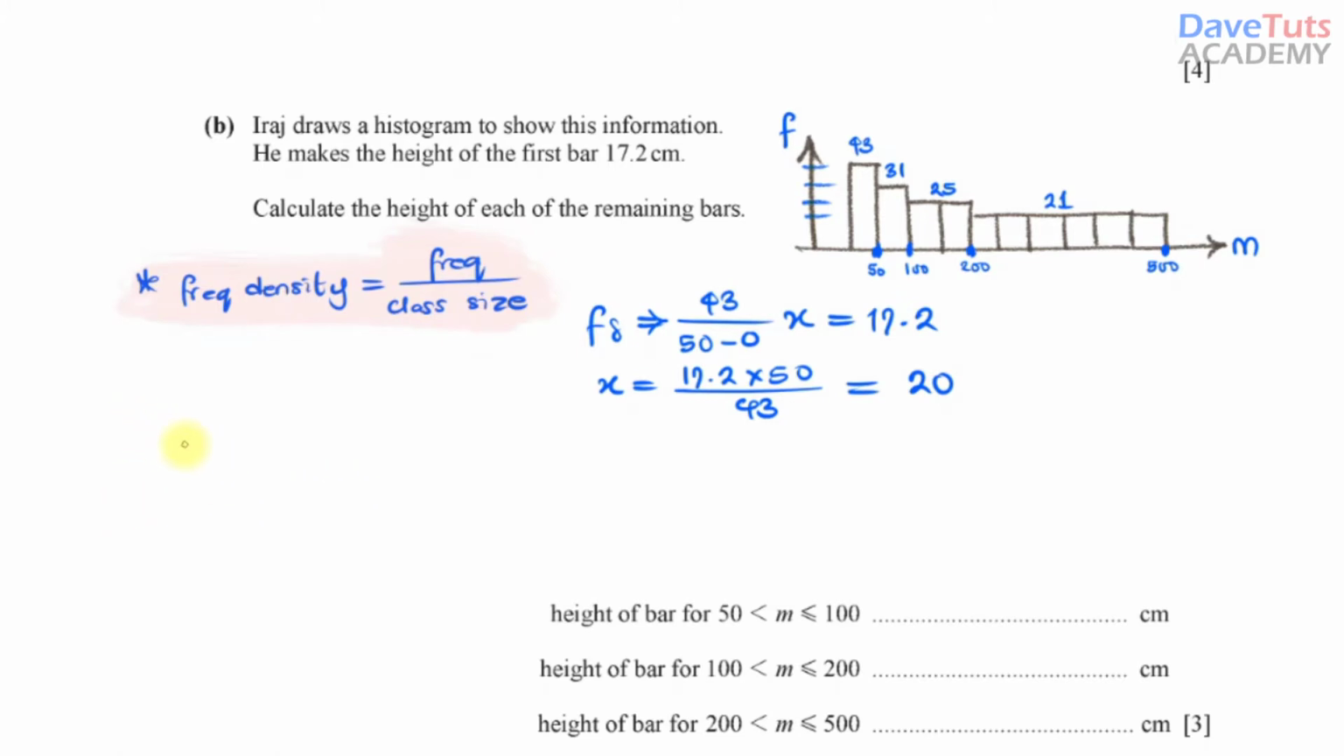So in the first case, for 50 less than m less than or equal to 100, we are going to have the frequency density to be, what is our frequency?